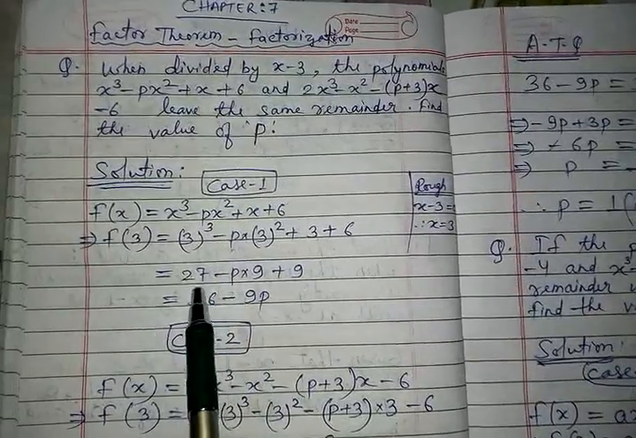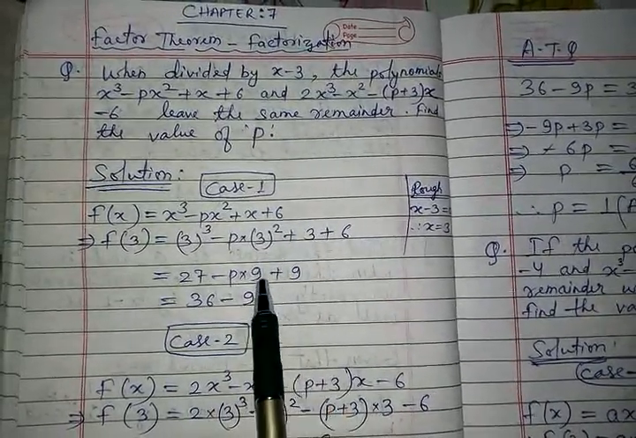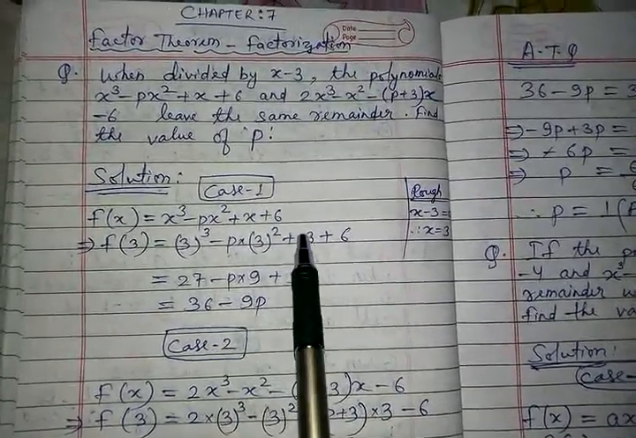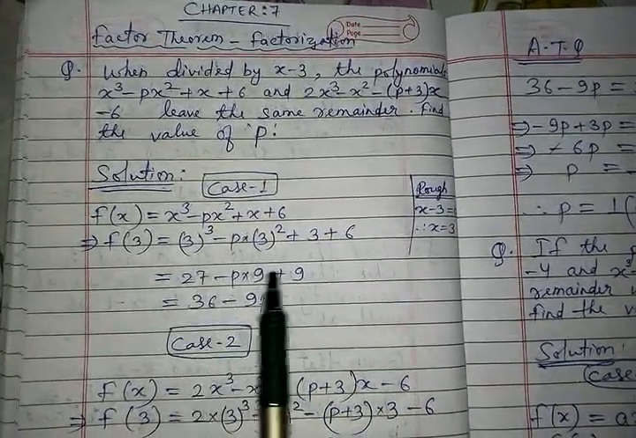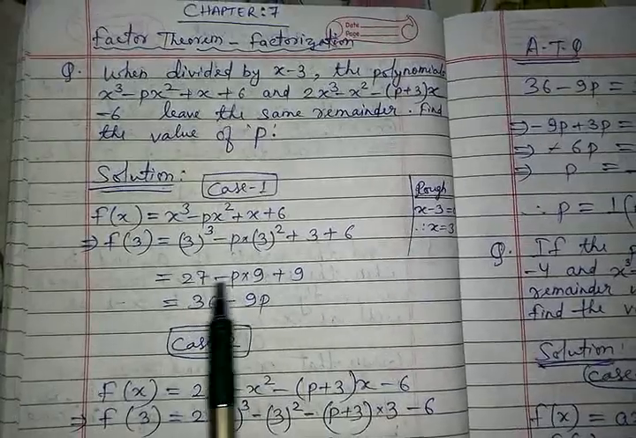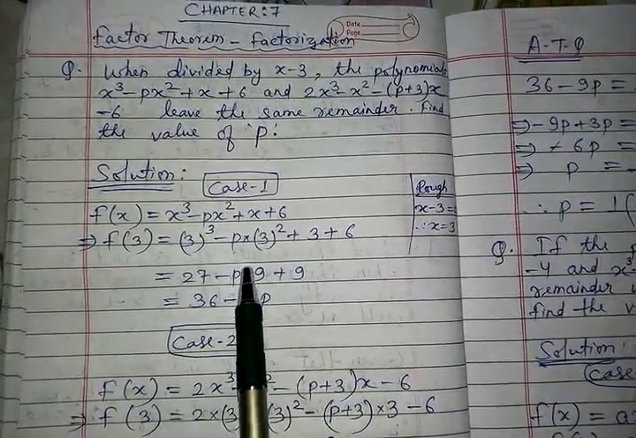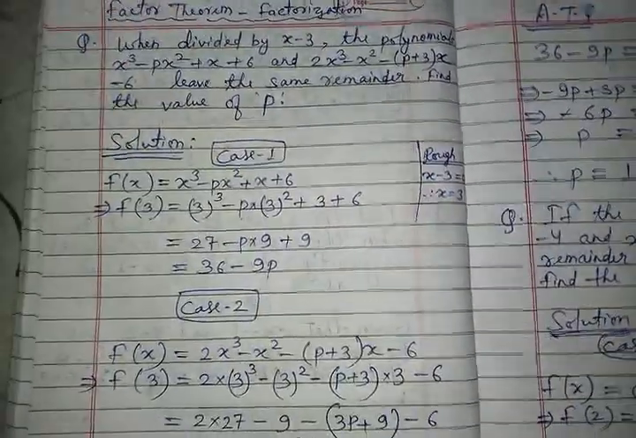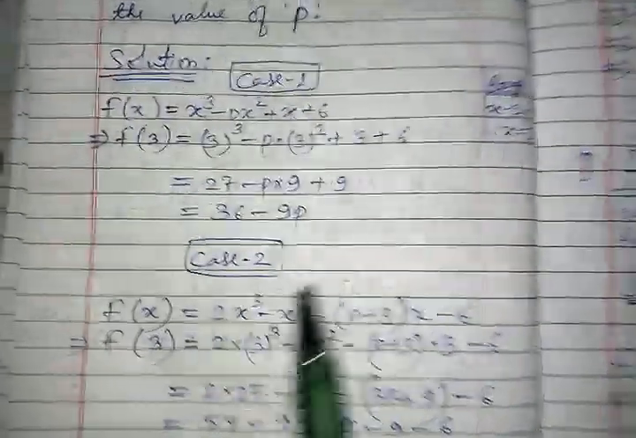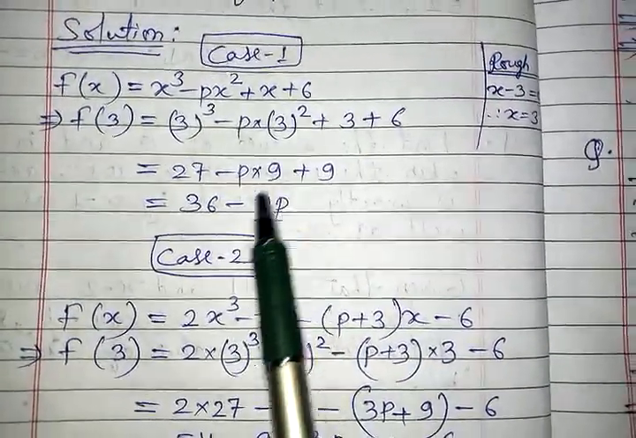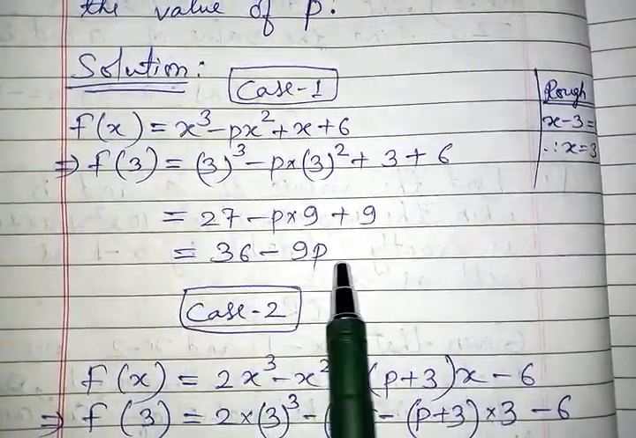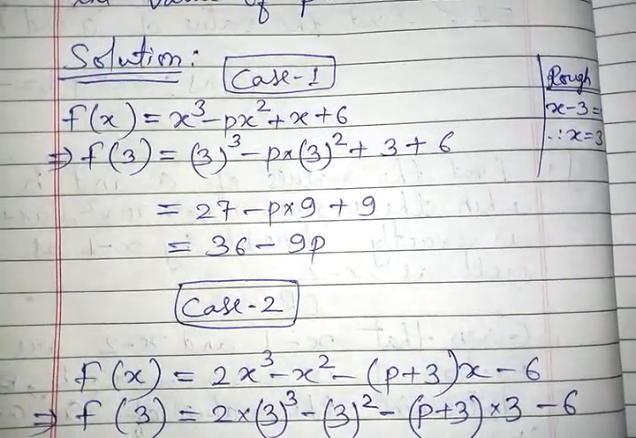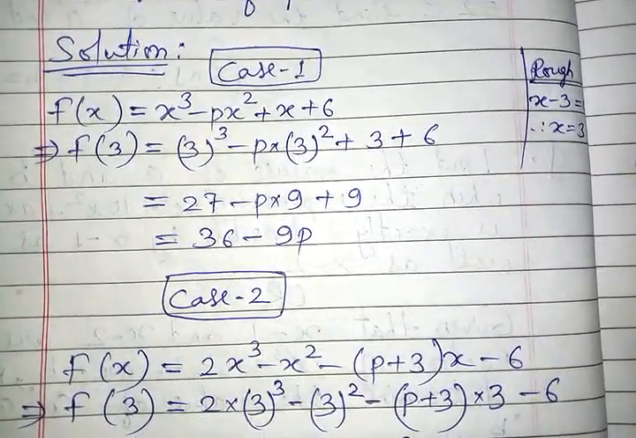Now 3 cube is 27, minus 3 square is 9, minus p into 9, plus 3 plus 6 is plus 9. Now 27 plus 9 is 36, because numbers can be added, and this is the p variable. So what will we do, children? The p variable we will multiply, p into 9, minus 9p. So this is our remainder from case 1. Don't add these two, because one is a p variable and the other is a number, we cannot add them.